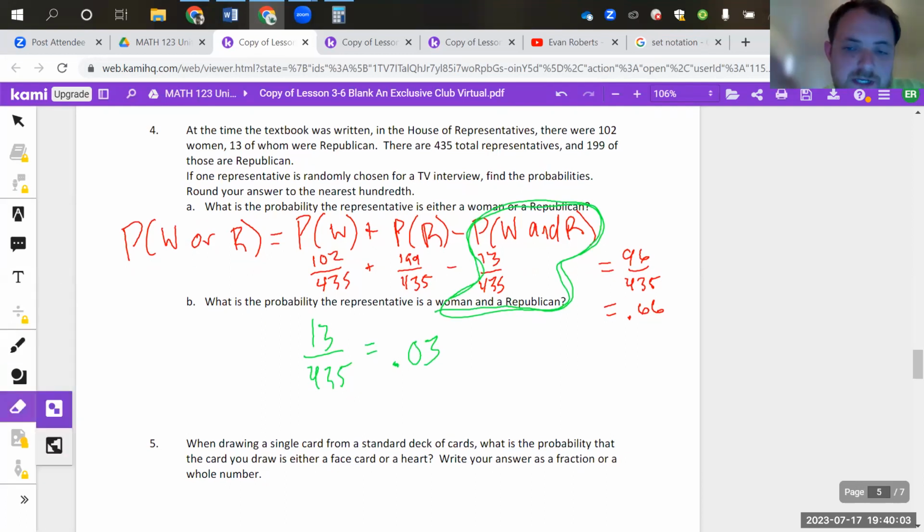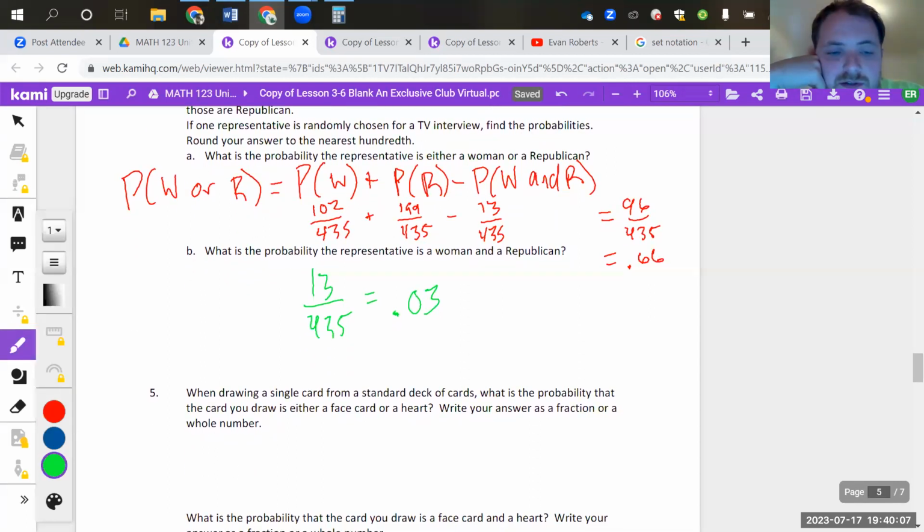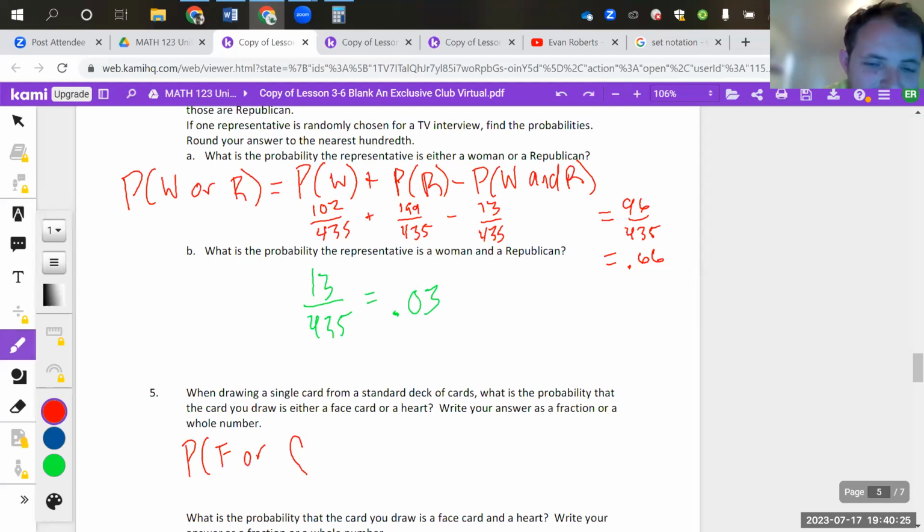Okay, so looking at number 5. We've got our deck of cards, and we're curious: what's the probability of drawing a face card or a heart? Oh, painfully bad. It's not connecting. It wouldn't be that great anyway, even if it did connect. There we go.